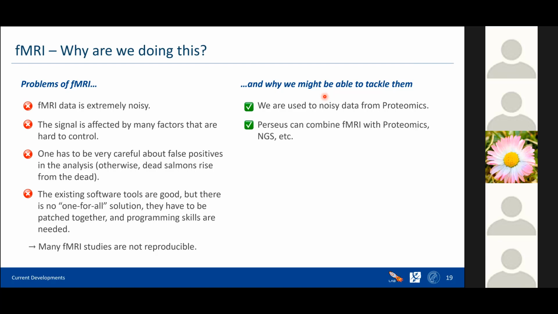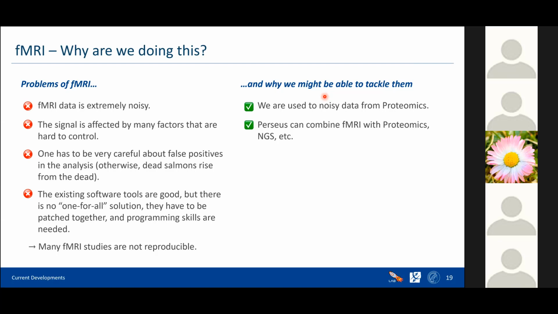And then the signal is affected by many factors, but maybe we can cross-correlate fMRI data with other things like proteomics, next generation sequencing, even one day metabolomics and other things. So what we want to provide is a platform where we can cross-correlate every kind of biological data, also imaging data. With this, we might be able to normalize fMRI data to make it much more reproducible and to control these factors, actually.